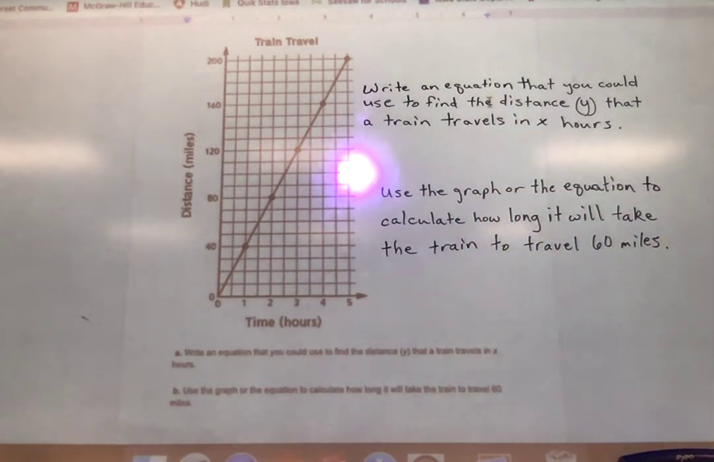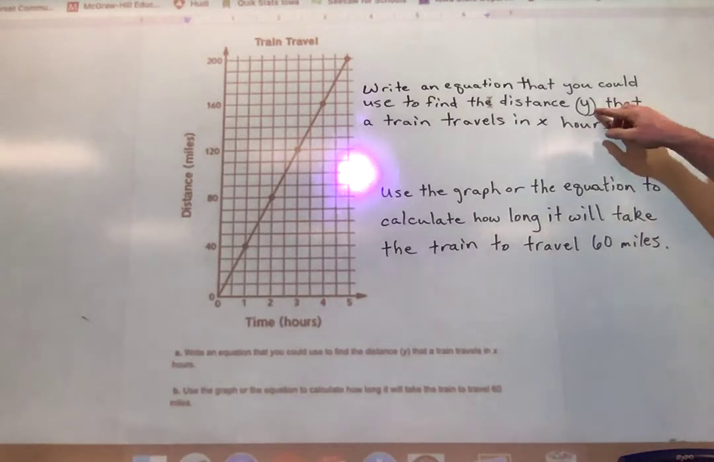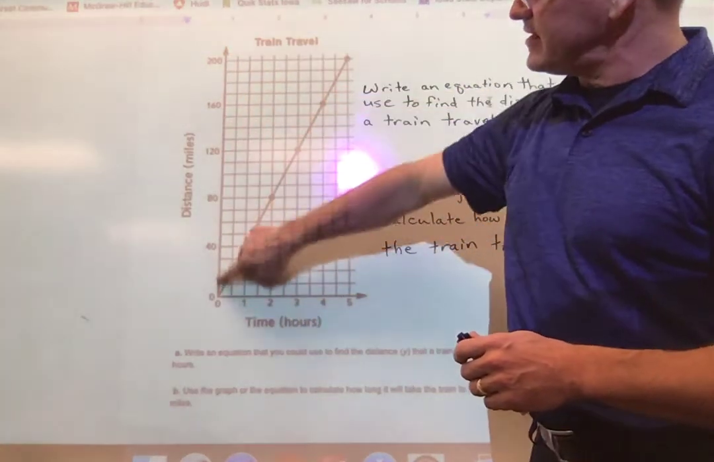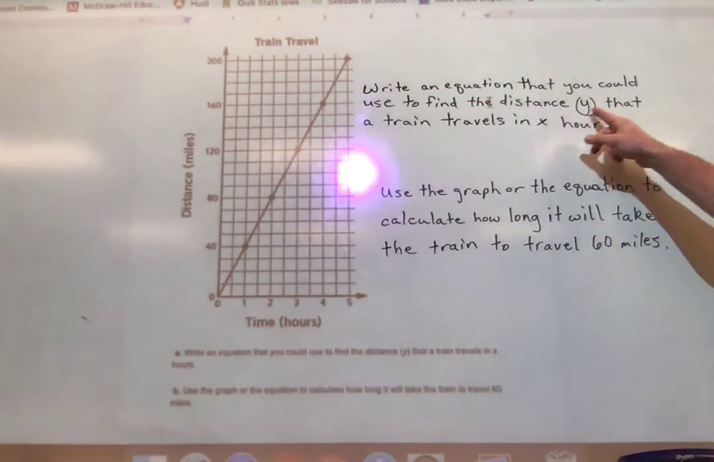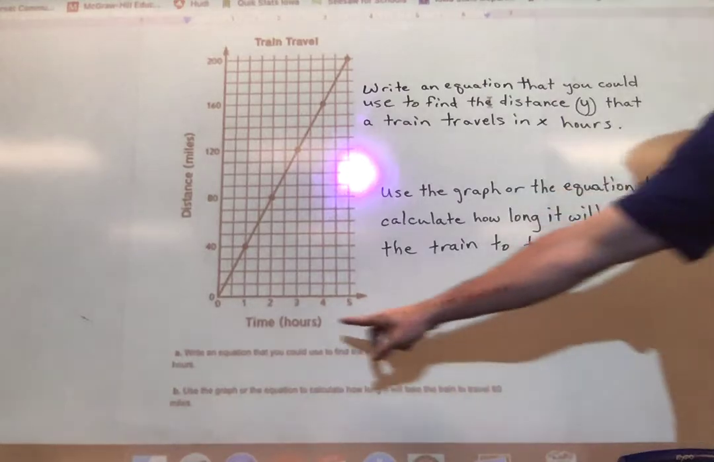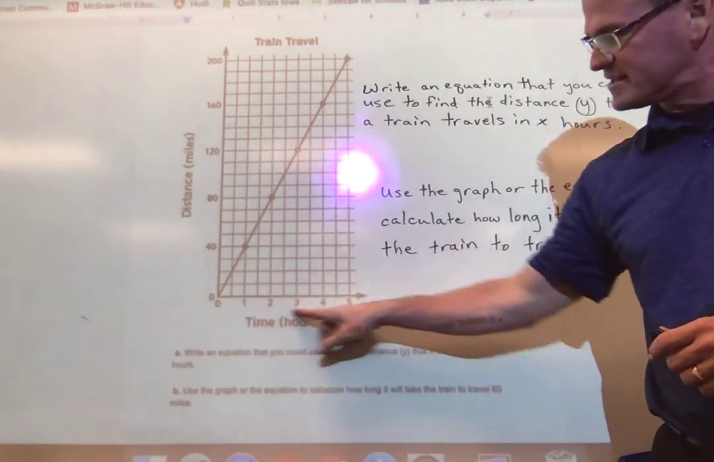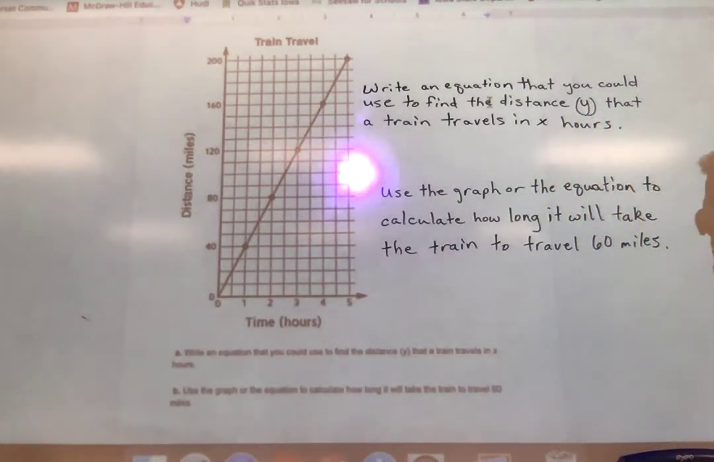So make sure you get your answers written in as we go through them here. So we need to write an equation that you could use to find the distance, y. So remember the y-axis is right here. I want to be able to find the distance that a train travels in x hours. Okay, so x stands for the hours that they're traveling. Right, so I'm going to study this graph and see if I can come up with an equation that represents it.